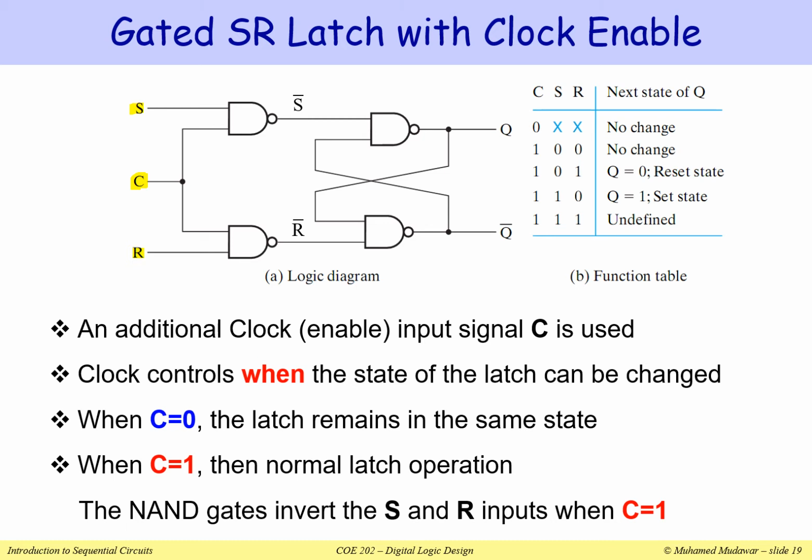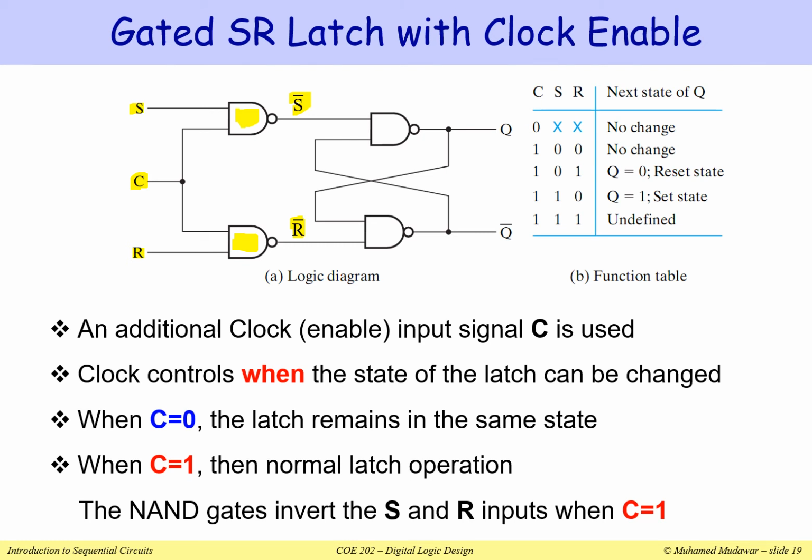Whereas I'm using NAND gates here, rather than using AND gates. So when C is equal to 1, these two NAND gates will act as inverters. When C is equal to 1, the output of the first NAND gate will be S bar, and the output of the second NAND gate will be R bar. This is great because now I have again an S bar R bar latch. That's when C is equal to 1. Then we have the normal operation of the S bar R bar latch. We say that the latch is enabled.